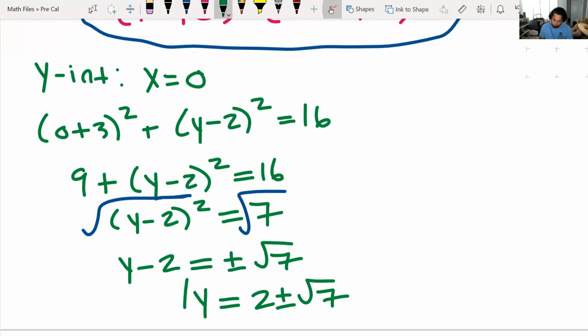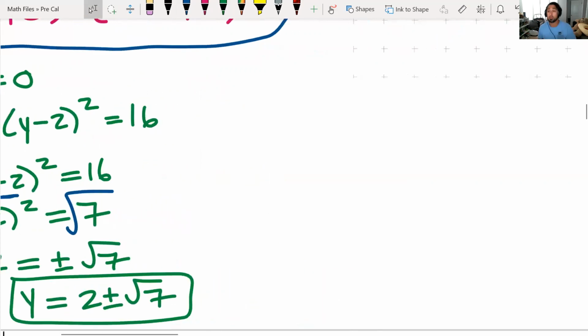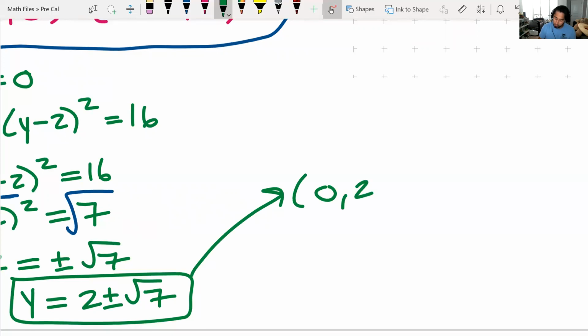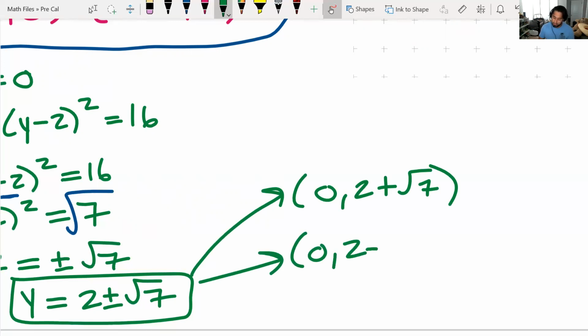All right. So these are your intercepts, but remember, we can rewrite them. These are your y-intercepts. So 0 and 2 plus the square root of 7, and 0 and 2 minus the square root of 7. Okay. And of course, decimal format. 2 plus the square root of 7 is 4.65.